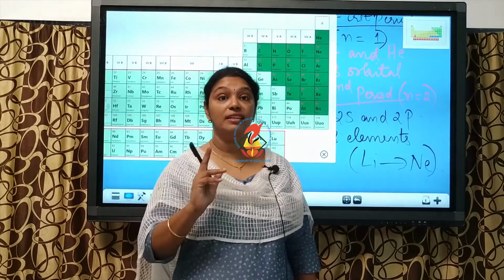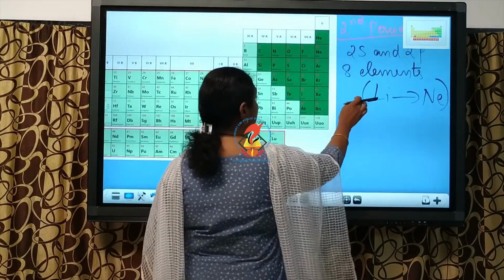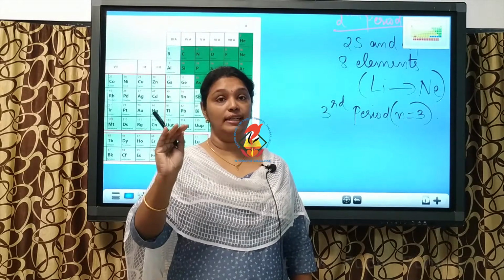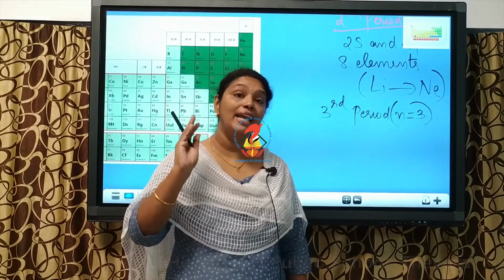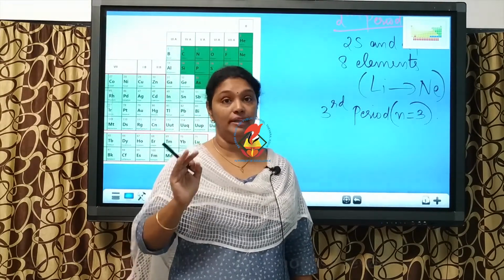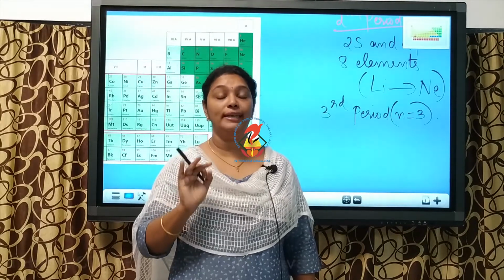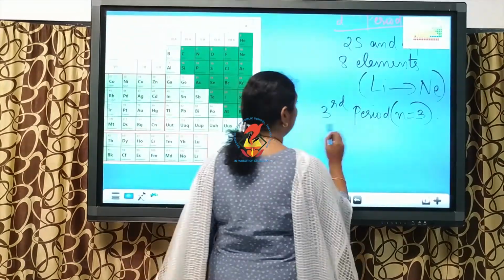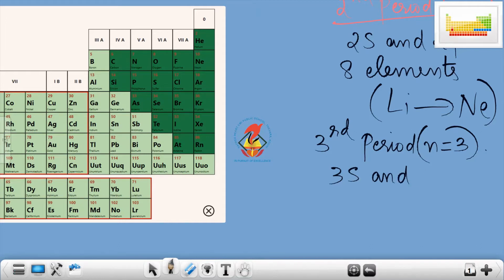Now next comes the third period of the table. In the third period we have n equal to 3, and the orbitals with n equal to 3 are 3s, 3p and 3d. But in the third period only the 3s and 3p orbitals get filled, not the 3d orbitals.